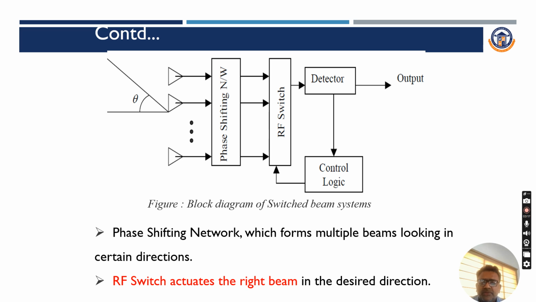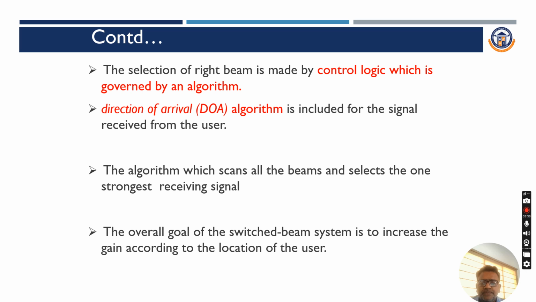So this is a block diagram of switched beam system, where it has a phase shifting network, RF switch, detector and control logic. The phase shifting network forms multiple beams looking in certain directions. The RF switch activates the right beam in the desired direction. The selection of the right beam is made by control logic, which is governed by an algorithm.